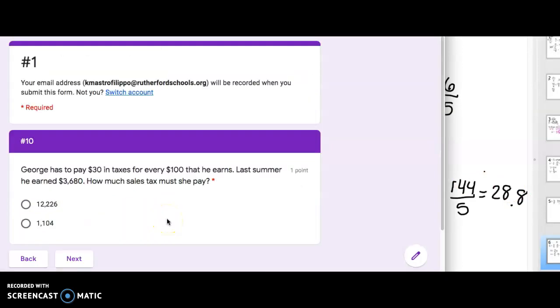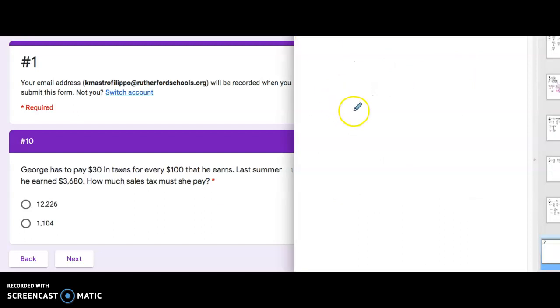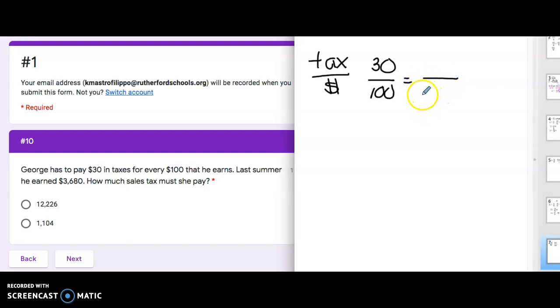Okay, a couple more problems. George has to pay $30 in taxes for every $100 he earns. Last summer he earned $3,680. How much must he pay in taxes? So I'm going to use a ratio for this one. Let's do taxes over dollars. We have to pay $30 in taxes for every $100 we earn. We earned $3,680 last year, and we want to know the taxes.